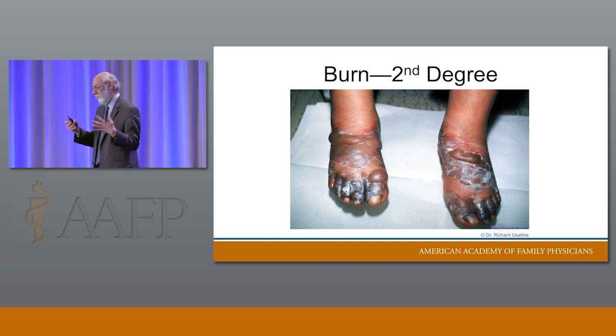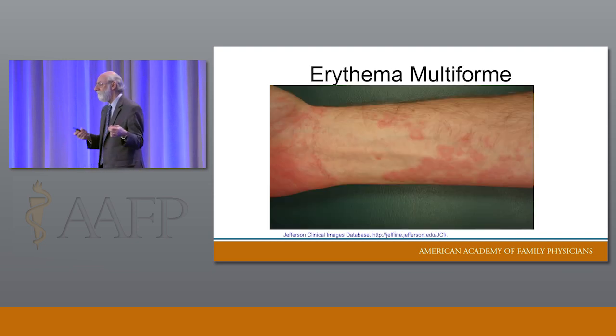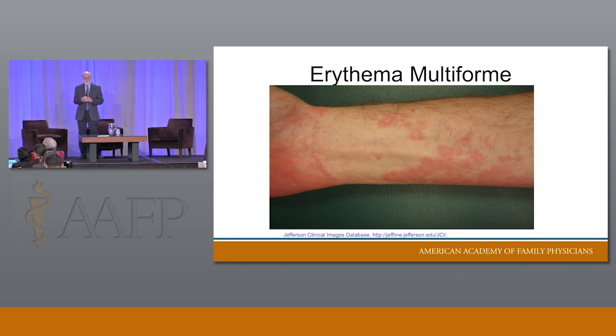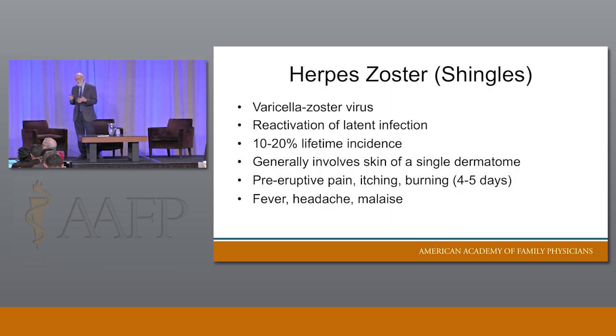Second degree burn is blister. First degree is sunburn. Third degree, scars. Erythema multiforme, most often target lesions like you see here. Occasionally they can be bullous lesions as well. Our patient has zoster, as we know, a reactivation of a latent infection from chickenpox with that varicella zoster virus. It usually involves one dermatome, sometimes adjacent ones.